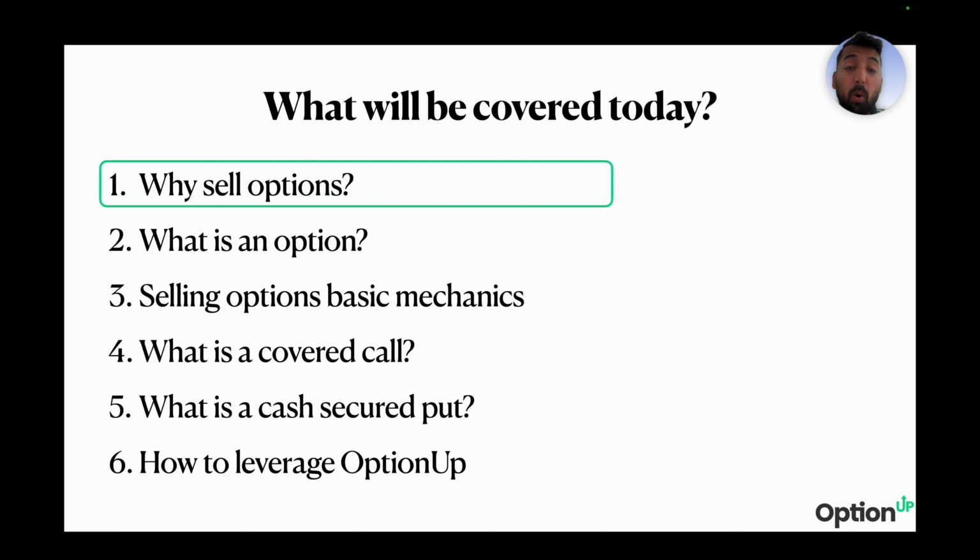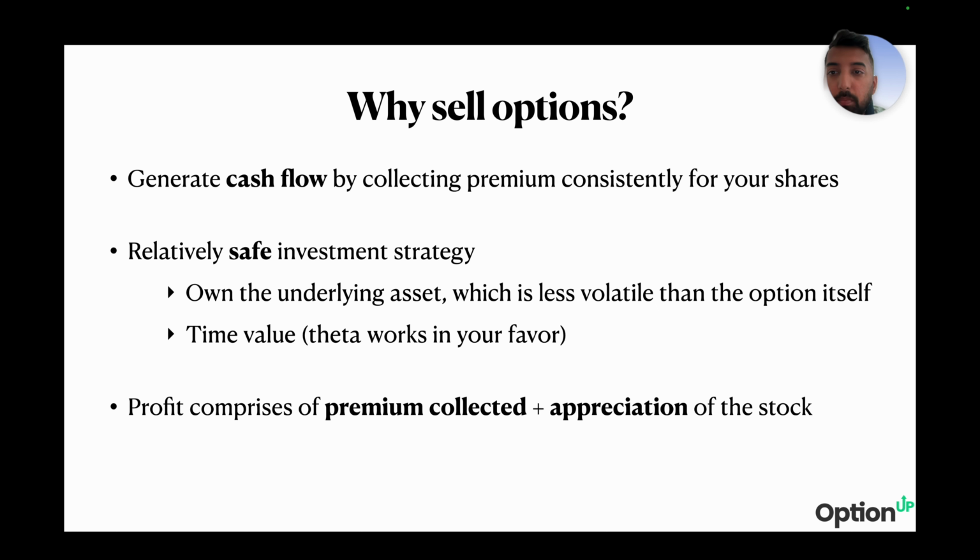And then we'll go over what is an options contract. So a very basic review on some terminology and some very basic mechanisms about options contracts themselves. And then next we'll go over the mechanics for option selling, and in that process we'll talk about the two different option selling paths you can take, whether it's with a covered call or a cash secured put. And then lastly, we'll go over Option Up and how you can use our platform to really level up your investments and make the best decisions possible. So let's jump right in.